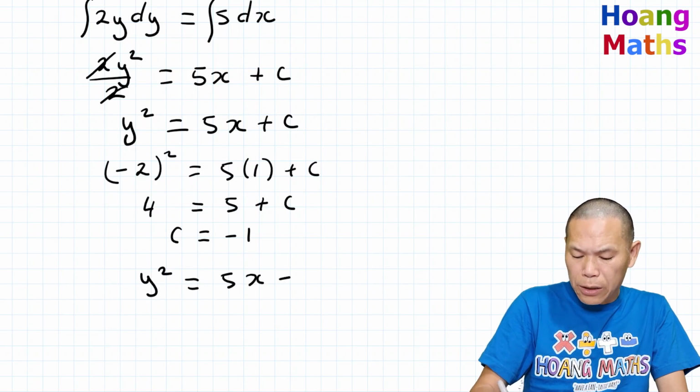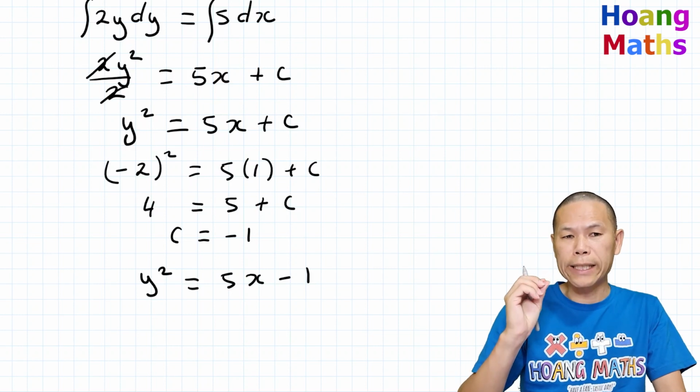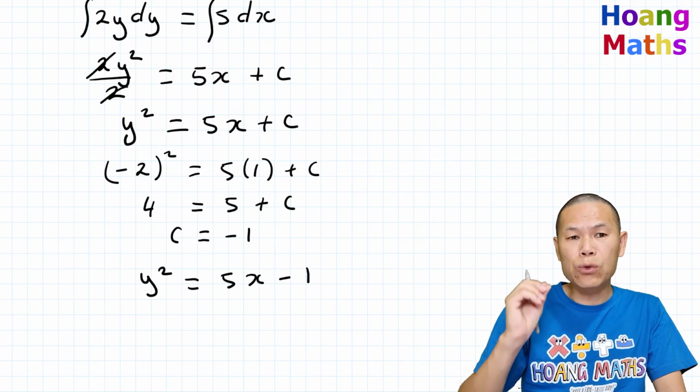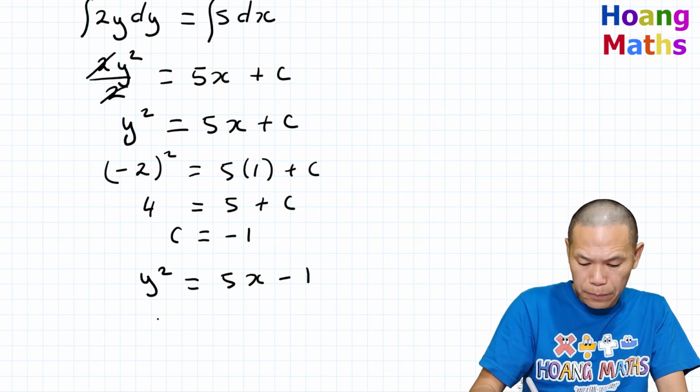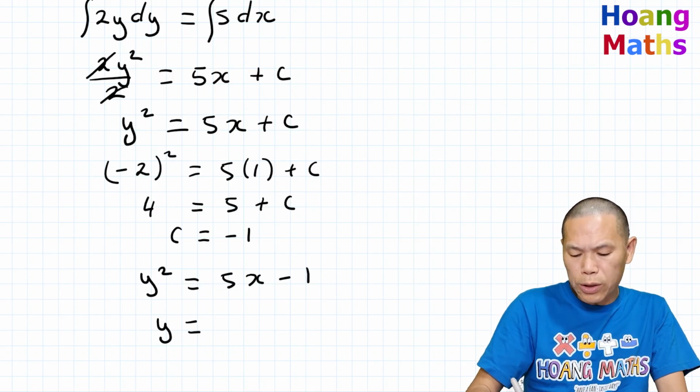5x minus 1. And remember, we need to solve for y, to make y the subject. So I take the square root on both sides. So y squared, the square root of that, gives me y. And of course, every time we put the square root on both sides, we have a plus or a minus. So 5x minus 1.